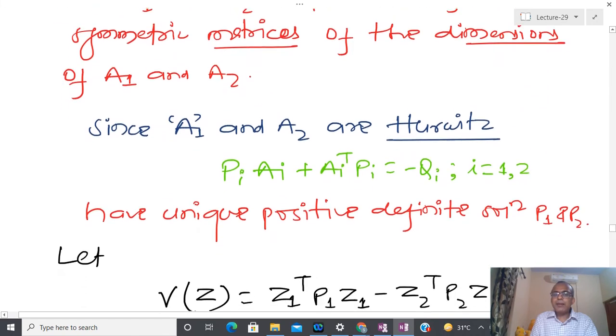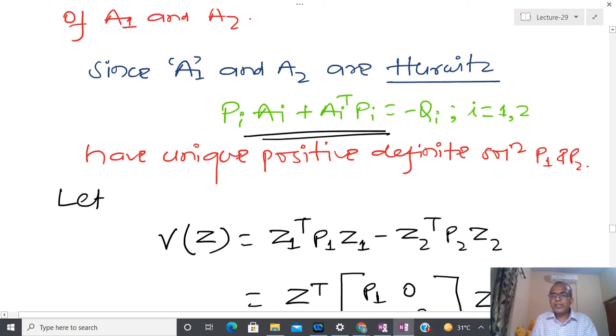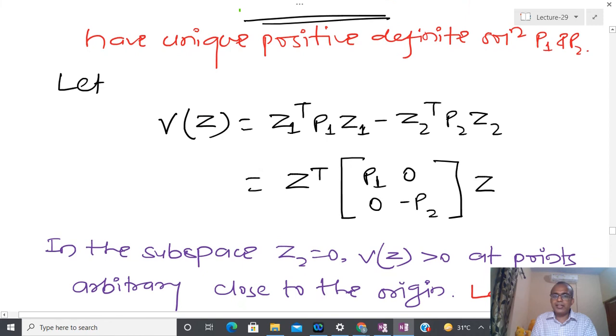So again by the Lyapunov equation I can tell that for every Q there exists a unique P. So I can construct some kind of Lyapunov function, and you can see that both have two different natures. P1 is a positive definite matrix associated with the A1 matrix and P2 with the A2 matrix. And here the negative sign is there, and due to that reason the Lyapunov function can now be constructed like this.